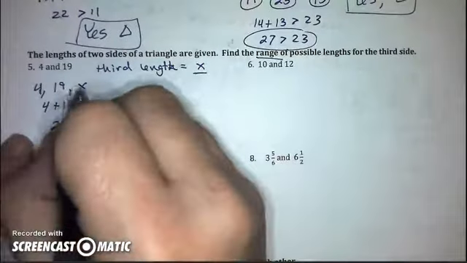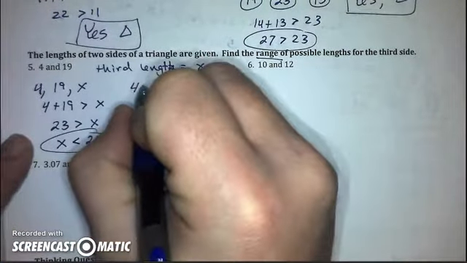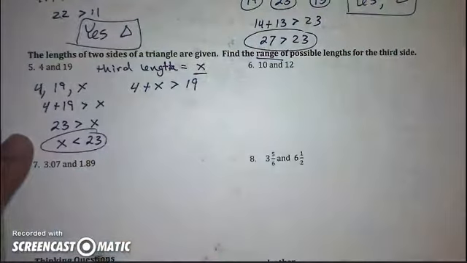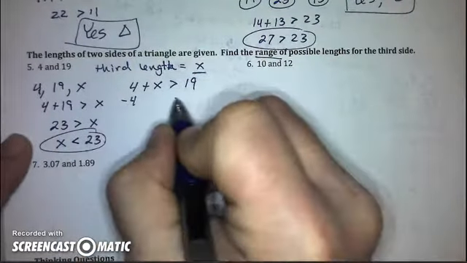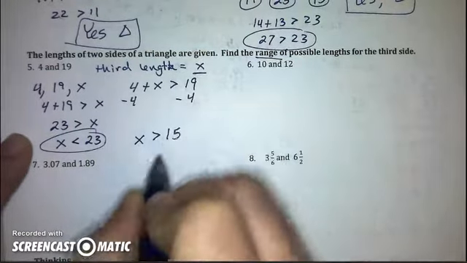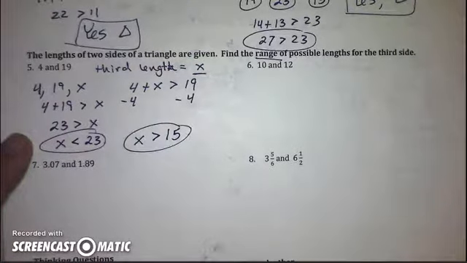Now, I could say that x is somewhere between 4 and 19, some length in between them. So I would say 4 plus x has to be greater than 19. So I should subtract 4 from both sides there this time. And x is greater than 15. So that's the lowest possibility it could be. And so those two inequalities are how we would write that for now. Okay, x has to be somewhere between 15 and 23.